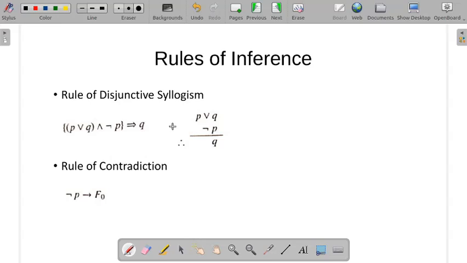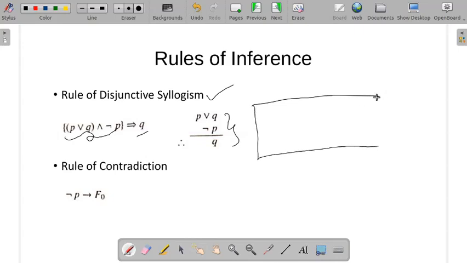So the next one is the rule of disjunctive syllogism. What it says: P or Q and negation P, if it is true, then Q should be true. If that is valid, then this whole argument is valid. Okay, let's write a truth table and see whether what we are writing is true.